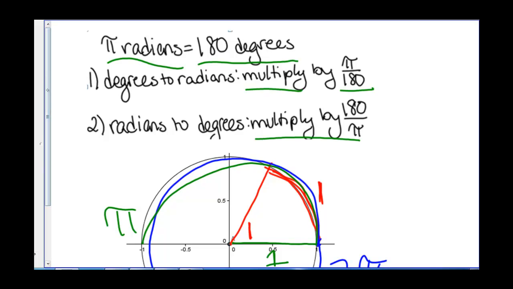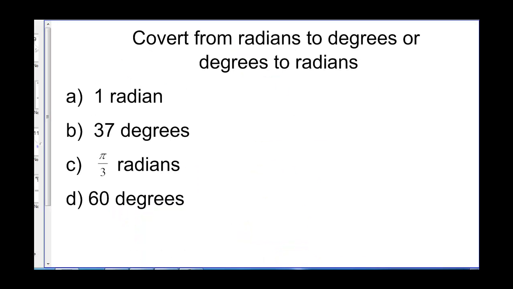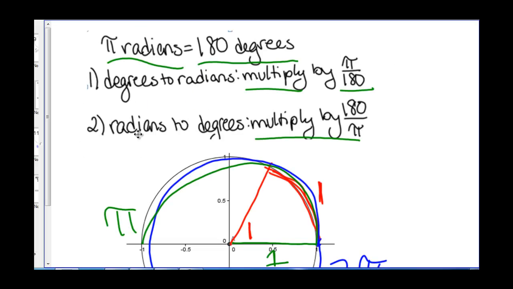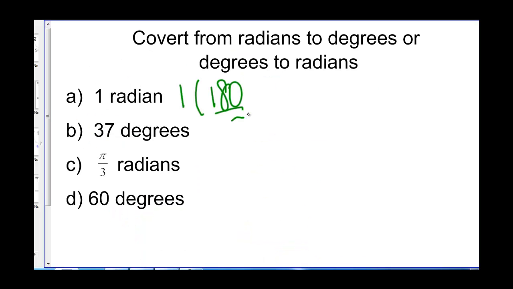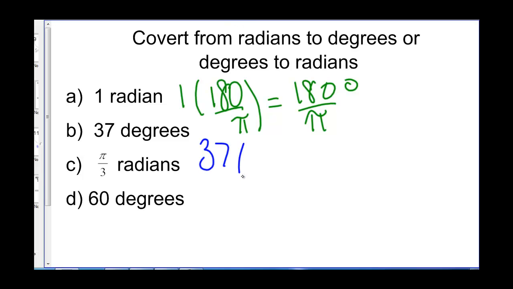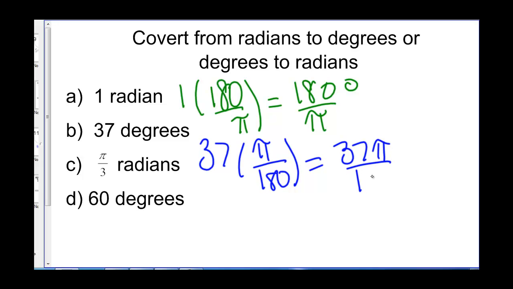So let's try this. Let's convert from radians to degrees or degrees to radians. If we want this to be in degrees, let's see what our rule said. Radians to degrees, multiply by 180 over pi. So we get 180 over pi degrees. 37 degrees, we need to multiply that by pi over 180 to get to radians, and we'll get 37 pi over 180 radians.